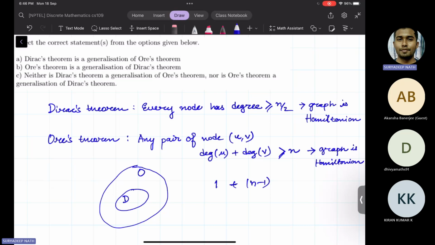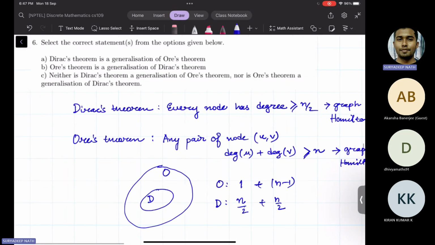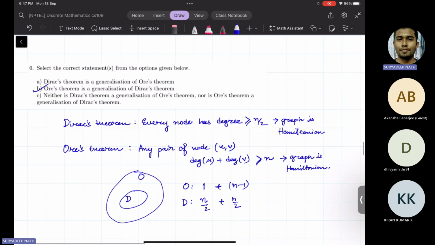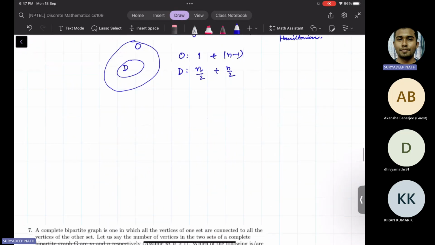So it can exist. But in Dirac's theorem, it has to be at least n by 2 and n by 2. So only such special cases are considered in Dirac's theorem. So this is Ore's and this is Dirac. Ore's theorem covers a greater range of options than Dirac's theorem. So this is option B. Ore's theorem is a generalization of Dirac's theorem.